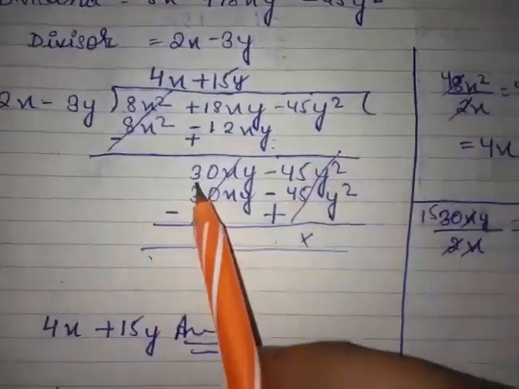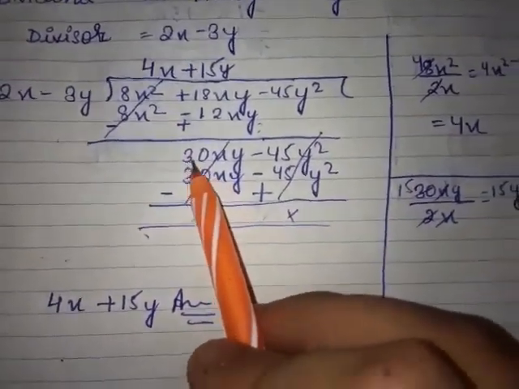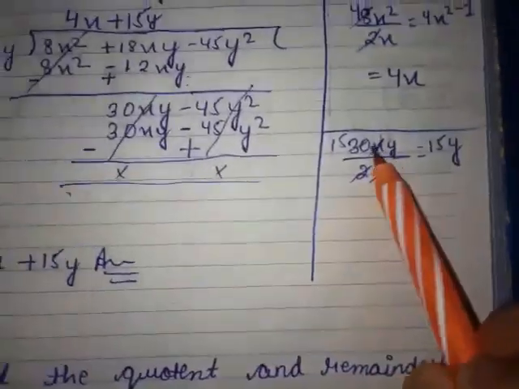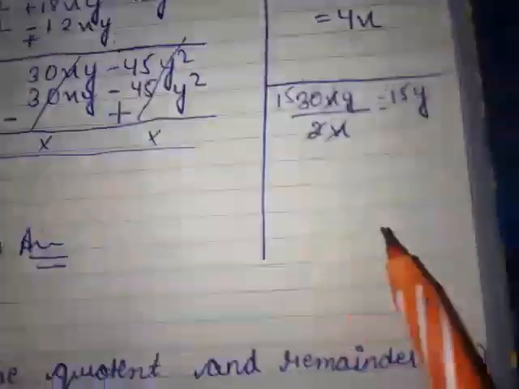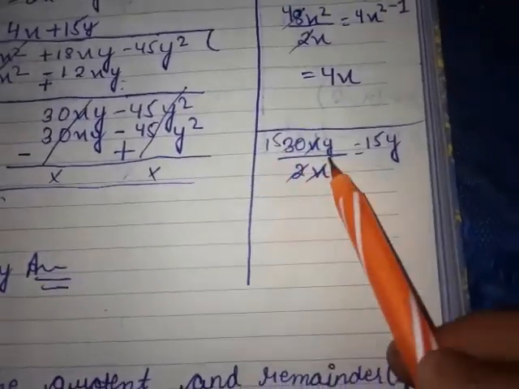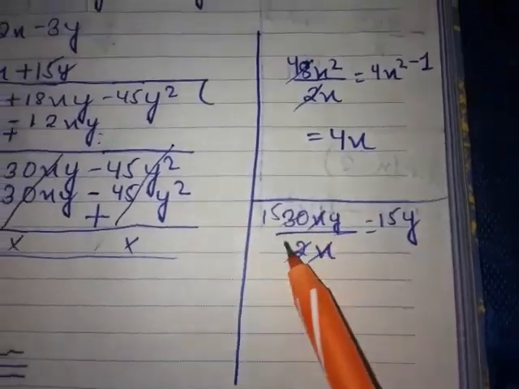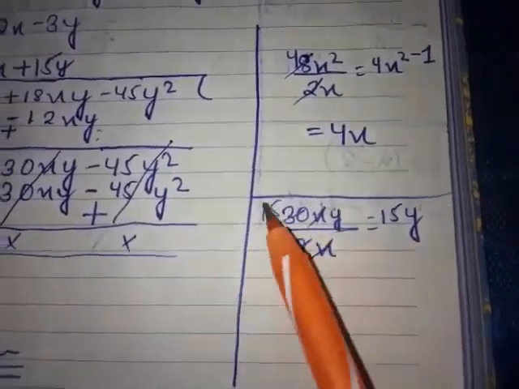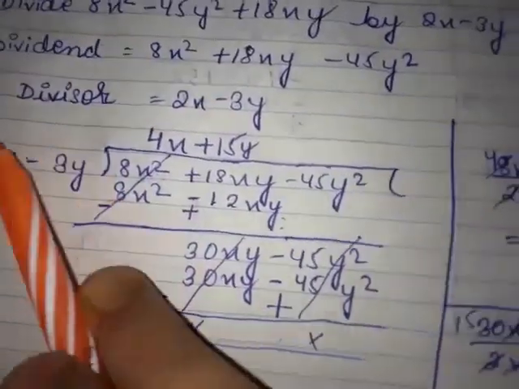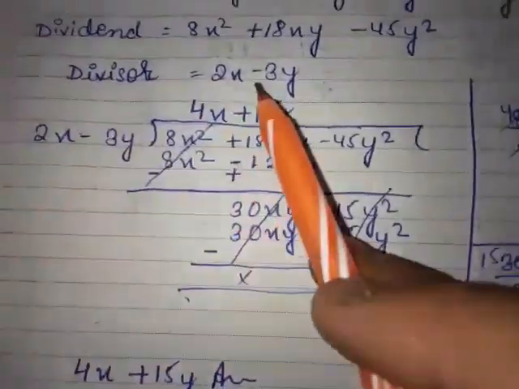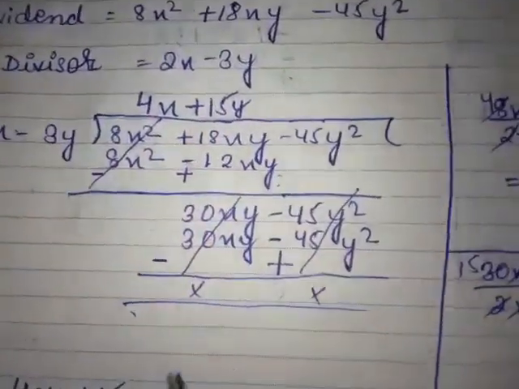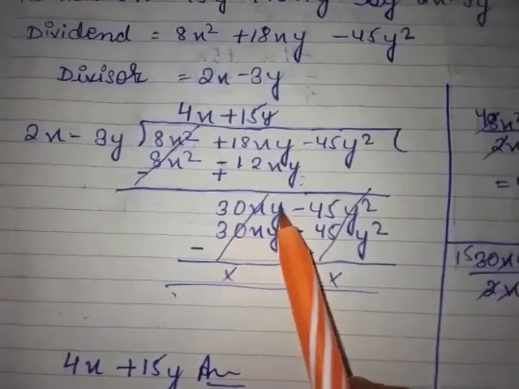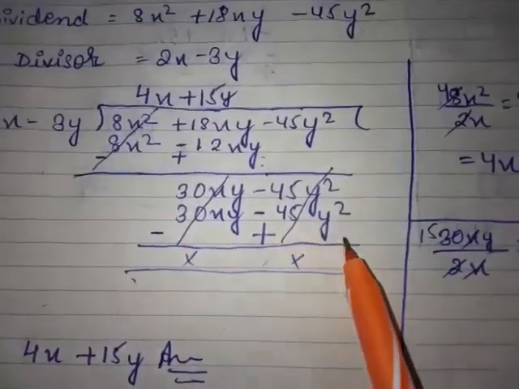Now here you can see the first term is 30xy. Here you can see 30xy by 2x gives 15y. You can see on dividing, 30 divided by 2 gives 15. X we have cut, so 15y. You have to multiply the whole thing by 15y. Sorry. So on multiplying we get 30xy minus 45y square.